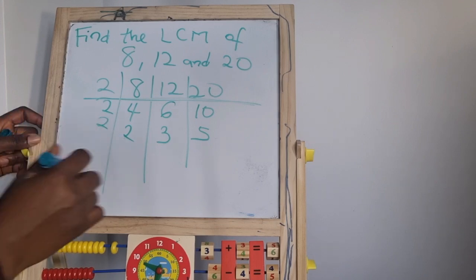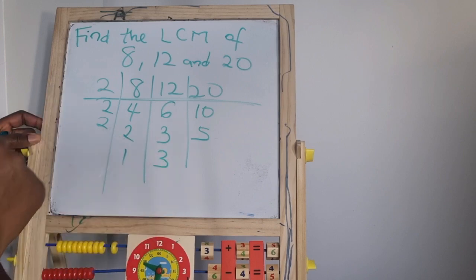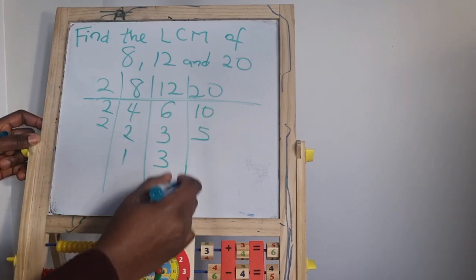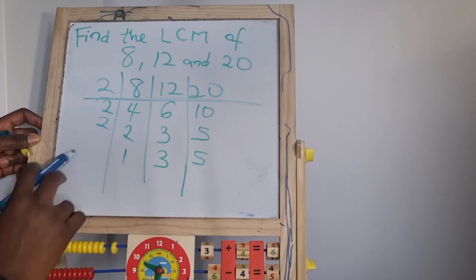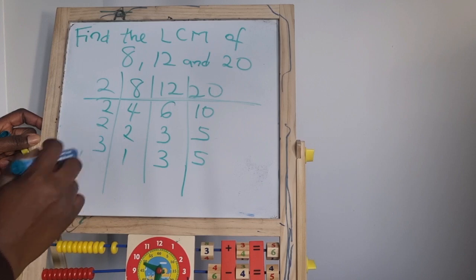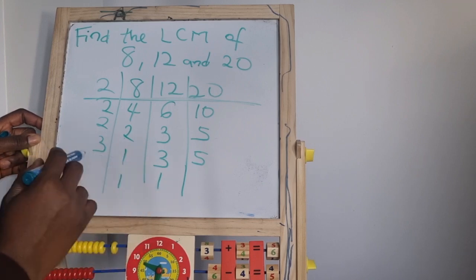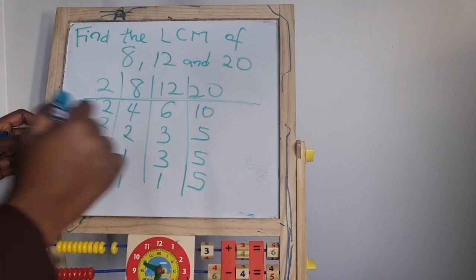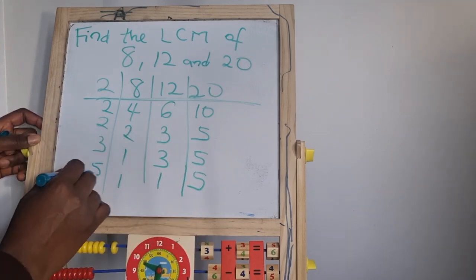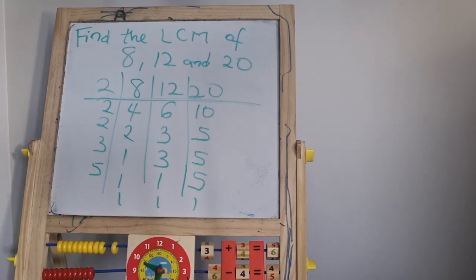2 will go in 2 1 time. But because 2 cannot go in 3, we will write 3 again. Because 2 cannot go in 5 without remainder, we will write 5 again. Now that 2 cannot divide anything again, we will use the next prime number, which is 3. 3 will go here, we will repeat 1 here. 3 will go in 3, 1. And because 3 cannot go here without remainder, we will write 5. Then 5 goes in 5, and we write 1 till we get to 1, 1, 1. You will continue dividing. Then we now multiply all of this.